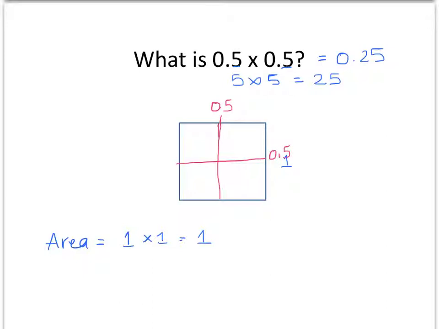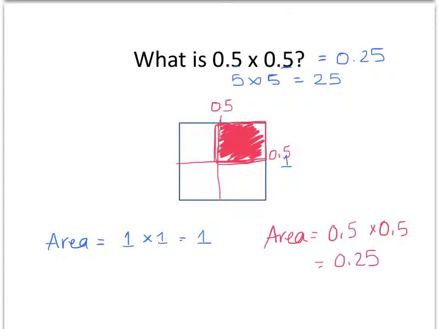Now if I just wanted to find the area of this small square that I'm outlining, I would have to do 0.5. So the area of the small red square is 0.5 times 0.5. And you can see if I'm just taking the area of that, what I've got is a quarter of the original square. So the area is a quarter, or 0.25, because those are equivalent. Okay, so that's just a way to think about multiplying decimals using a picture.